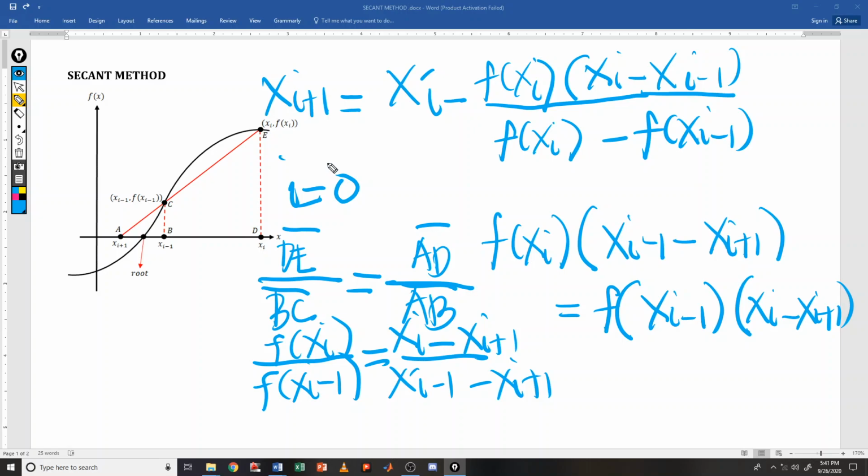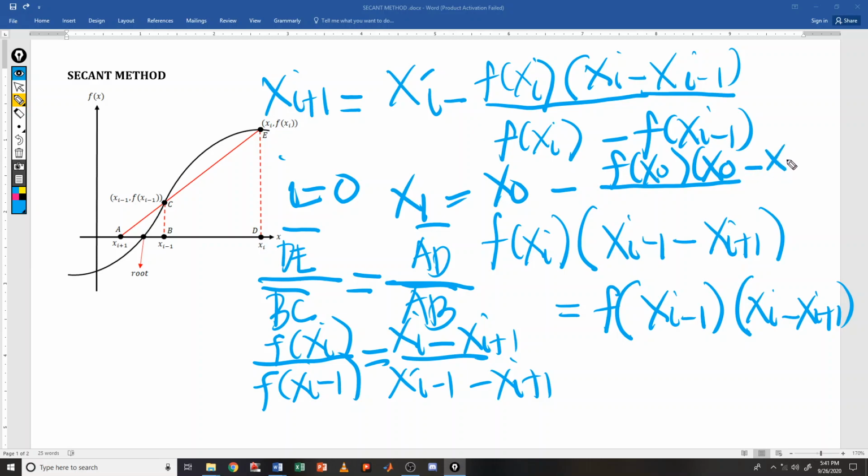Okay, so at i is 0, you can get the next iteration, which is x1 equal to x0, because i is 0, minus f of x0, multiplied by x0 minus x of negative 1, over f of x0 minus f of x negative 1.